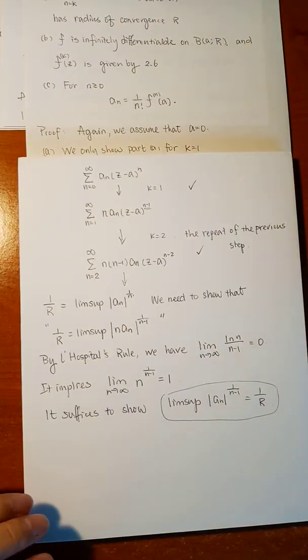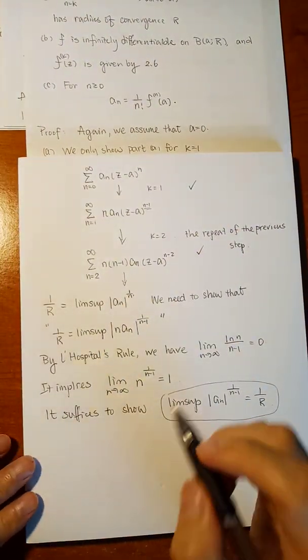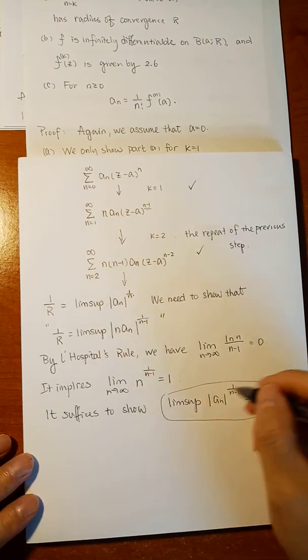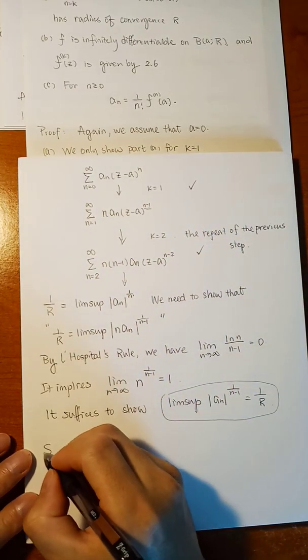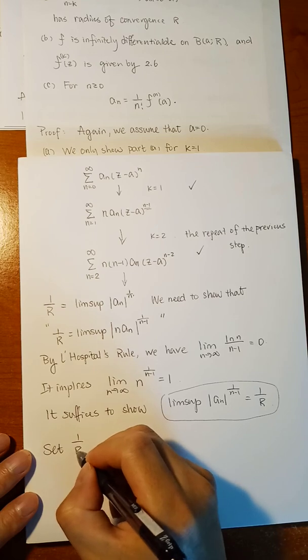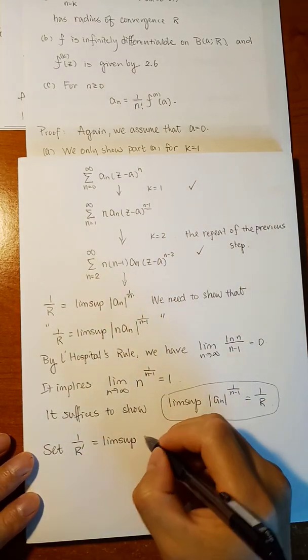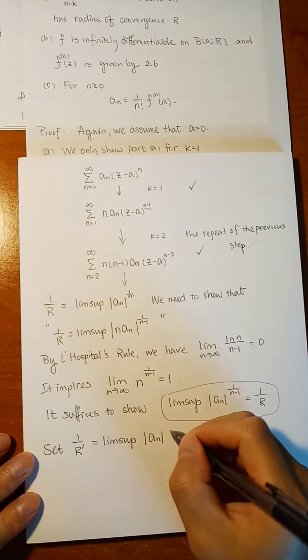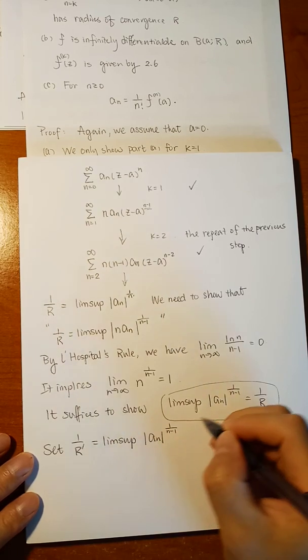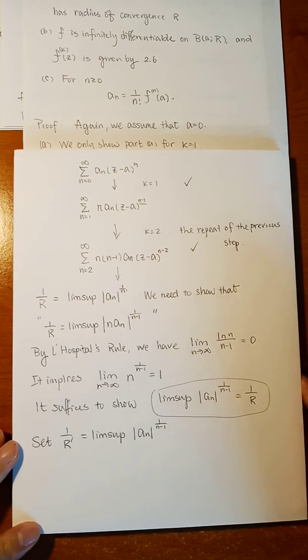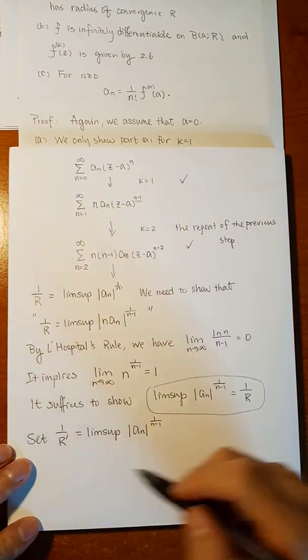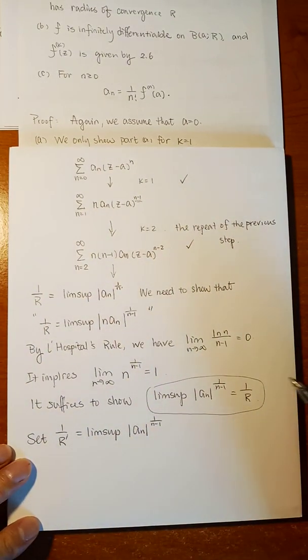We're going to prove this. Well, let's see. I mean, it is a lim sup. It exists. So set 1 over r prime to be the lim sup of the absolute value of a sub n to the power 1 over n, minus 1. We set it to be 1 over r prime. We show r prime is equal to r.